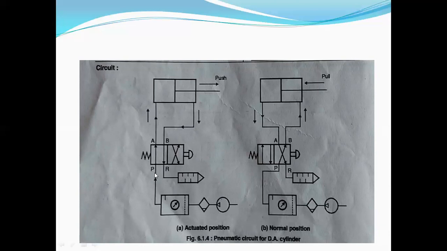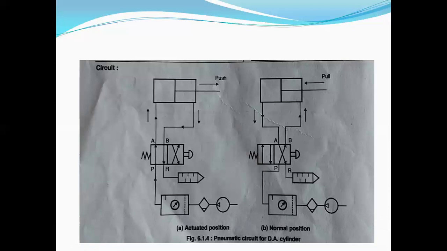In the normal actuation position, first is the compressor, then the moisture separator and FRL unit. From the FRL unit, the pressure point P is connected to A, the cylinder end of the actuator. The return line is connected to B and R, again to the muffler. So this is the symbol of the muffler. In the normal actuation position, the compressed air will flow from point P to A, forcing the actuator towards the right side, the expansion stroke.